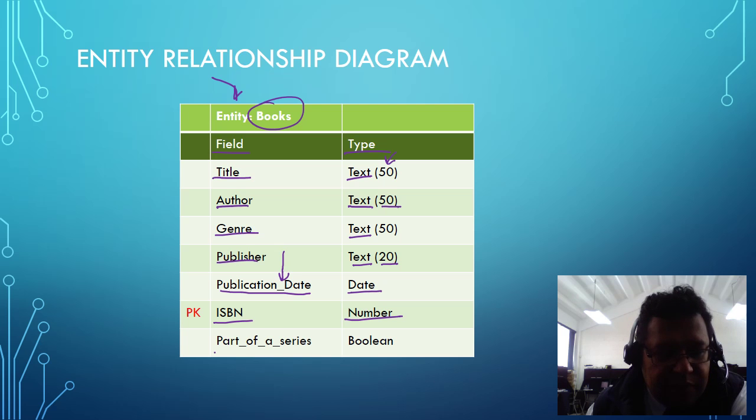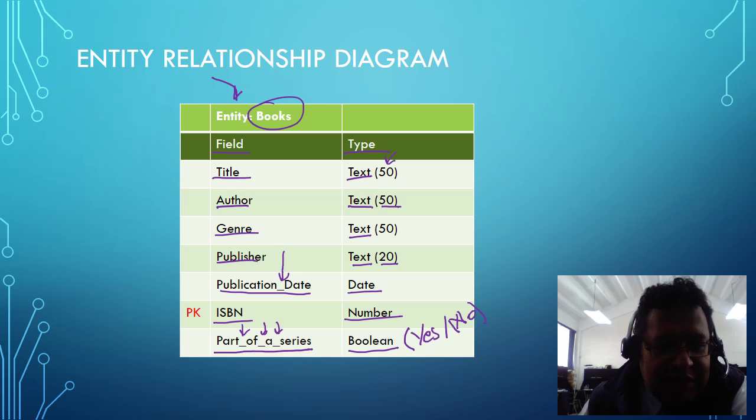Okay. Part of a series, I'm saying, is this part of a series, yes or no? Notice again, I don't leave spaces. I use underscore to put the words together. And it's going to be a Boolean field. And Boolean, really what it means is yes, no field. All right. Boolean. All right, so there's my field and type, and I defined every field that I need and every type.